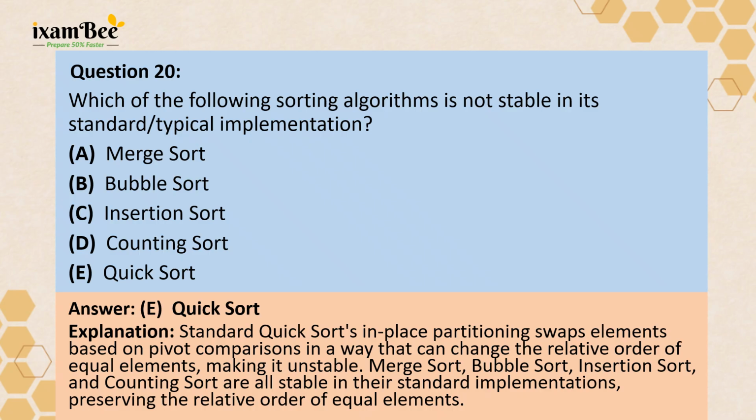Merge sort, bubble sort, insertion sort, and counting sort are all stable in their typical standard implementations, since none of them perform swaps that disturb the relative order of equal elements. So the one that is not stable here is option E, which is quicksort.